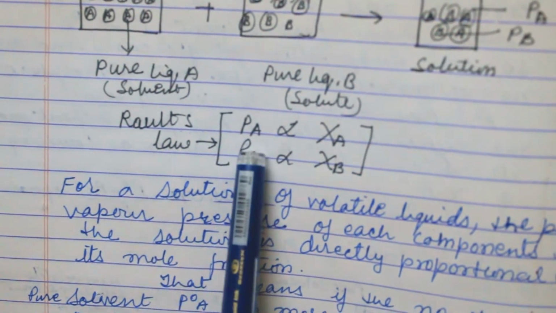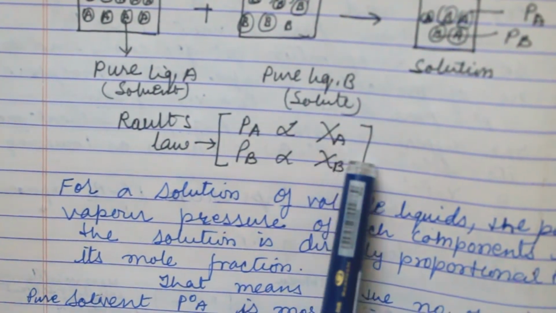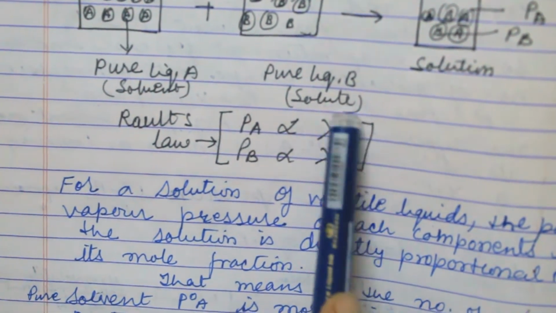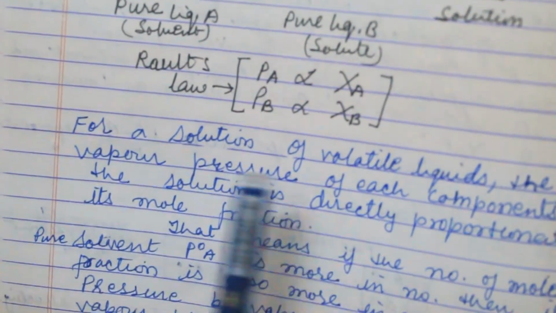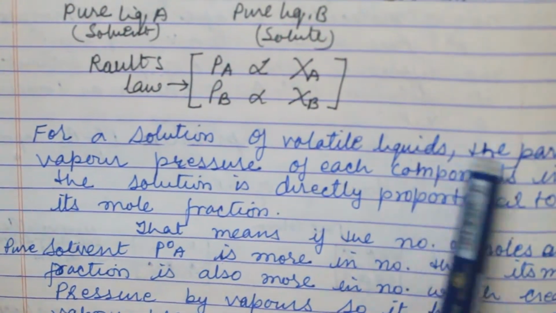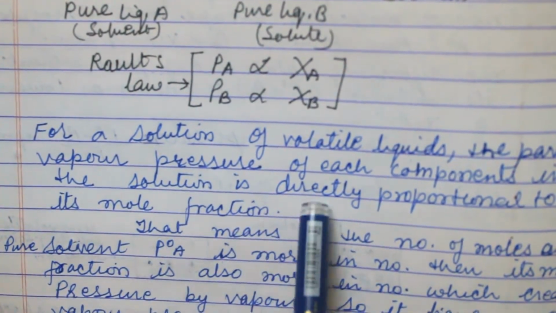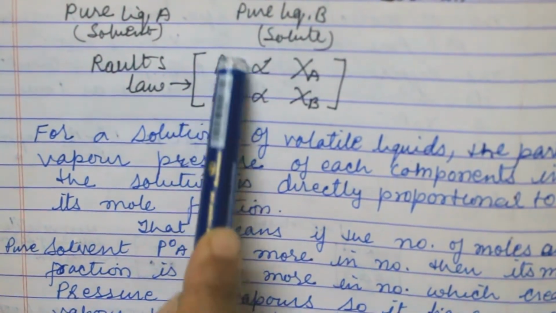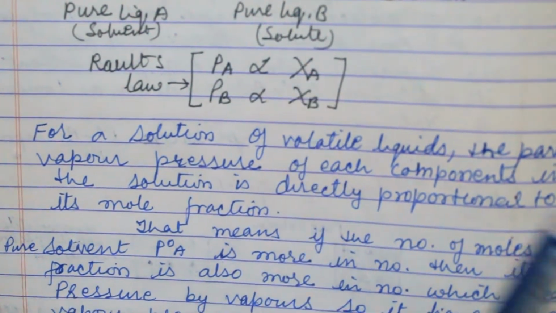So what is Raoult's law? PA is directly proportional to zeta A and PB is directly proportional to zeta B, that is, the mole fraction of A and the mole fraction of B. So for a solution of volatile liquids, the partial vapor pressure of each component in the solution is directly proportional to its mole fraction.